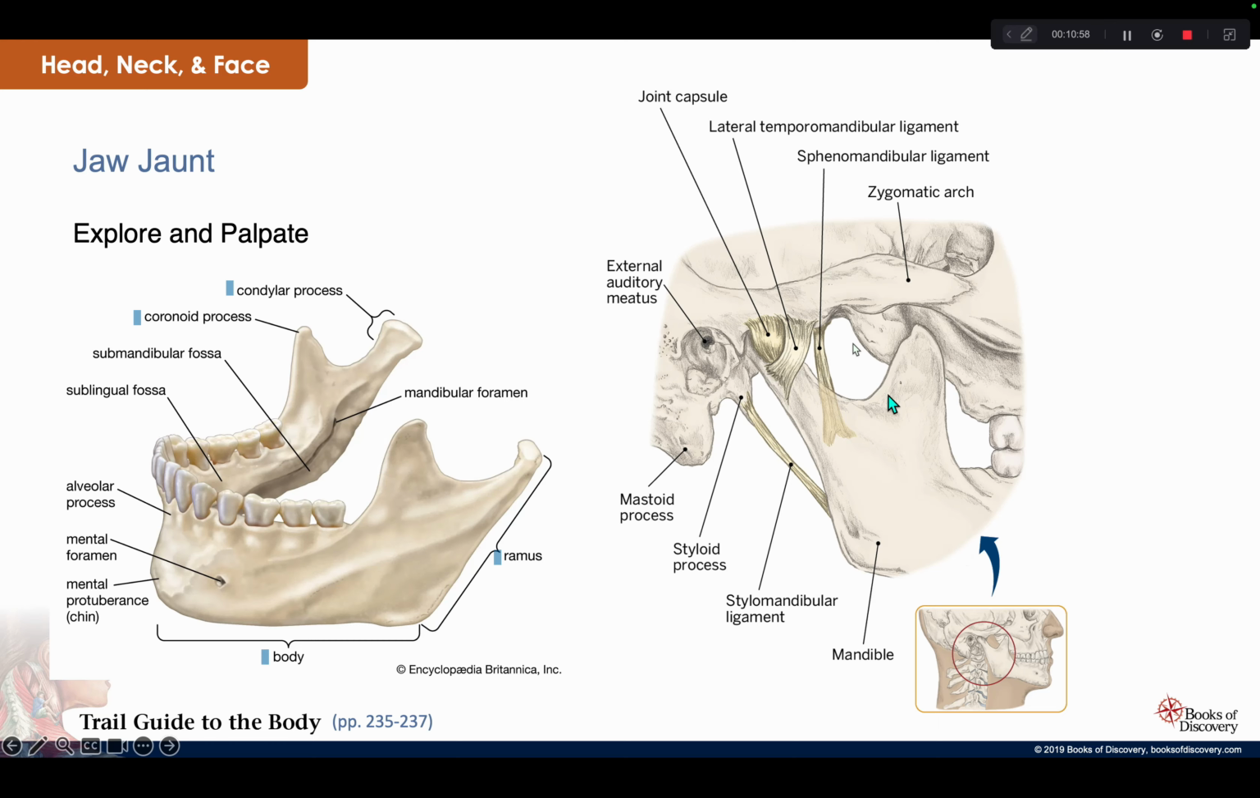So here is a close-up picture of the TMJ, with the mandible right in here. The joint capsule has a bunch of ligaments to keep this together. And remember I told you a while ago, here's your mastoid process. There's a tiny little bone that you don't want to break. That is this little bone here called the styloid process. So if you're working just below the ear in that soft spot, don't push too hard, because you don't want to break this tiny, tiny little bone.